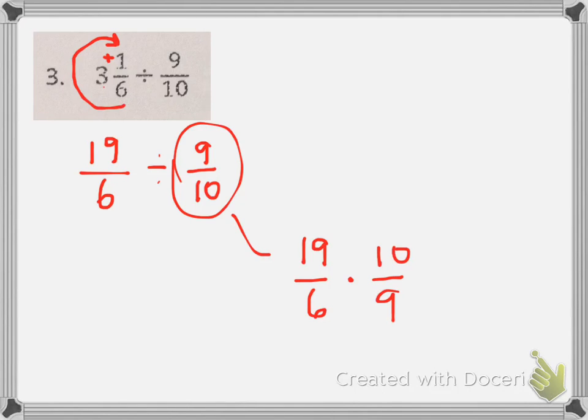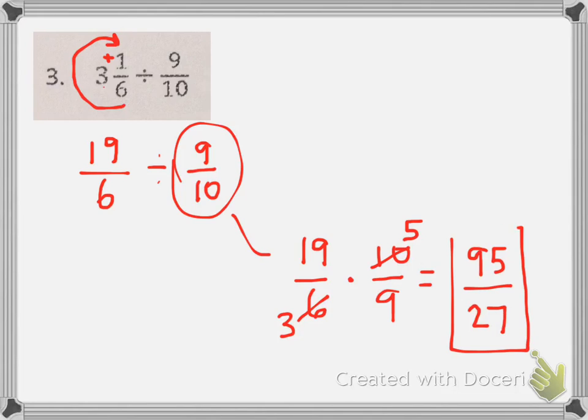And now I'm going to simplify first. 6 divided by 2 is 3, and 10 divided by 2 is 5. So that gets me a little bit better, and that's about all I can do. So 19 times 5, well, that's 95. And 3 times 9 is 27. It's an improper fraction, but improper doesn't mean wrong.